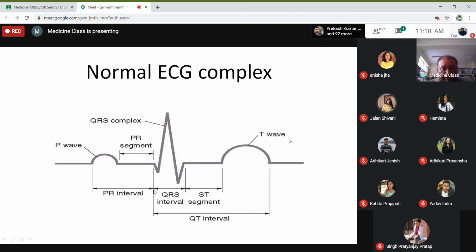Likewise, if you include the whole QRS, it is a QRS interval. Here it's an ST segment because it starts from the end of S to the starting of the T wave. In the QT interval, the whole QRS is involved, and the whole T wave is also involved. So this is a QT interval. So we have got different intervals and different segments, and these are important while we interpret it.